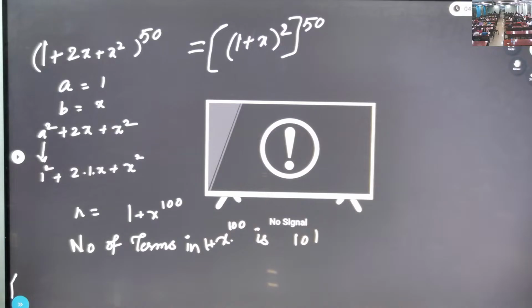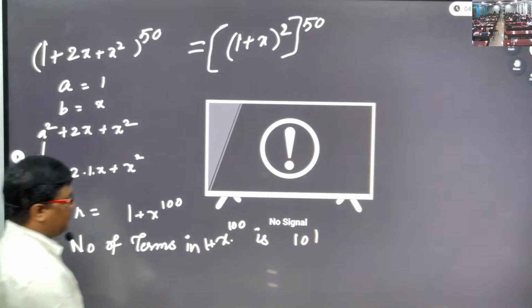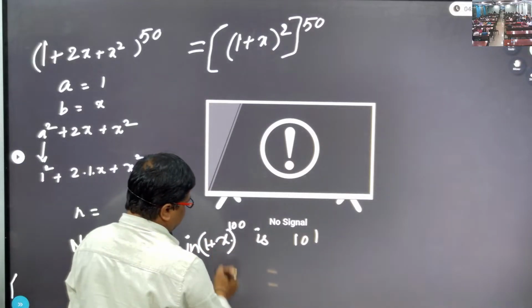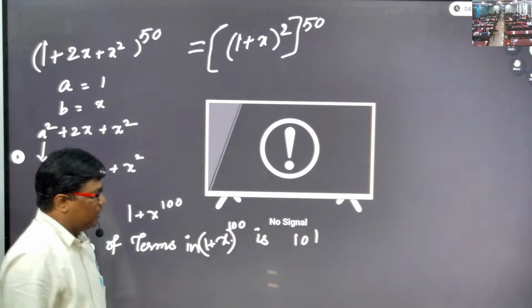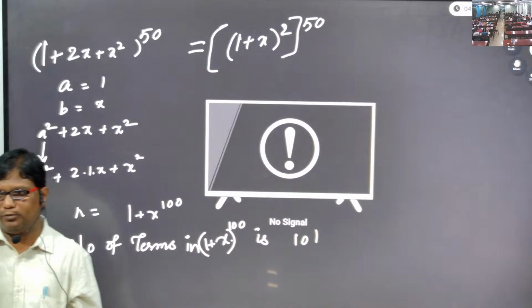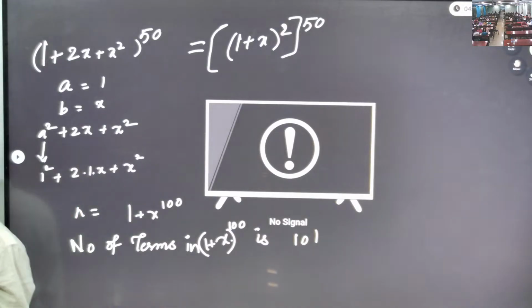So what are the coefficients of (1 plus x) power 100? Coefficients of (1 plus x) power 100. That is also 101. Okay. The number of coefficients is also 101, and the number of terms in (1 plus x) power 100 is also 101. Okay. Clear?